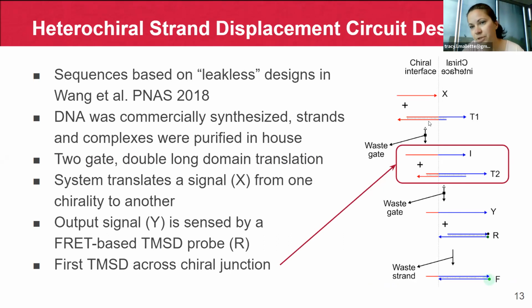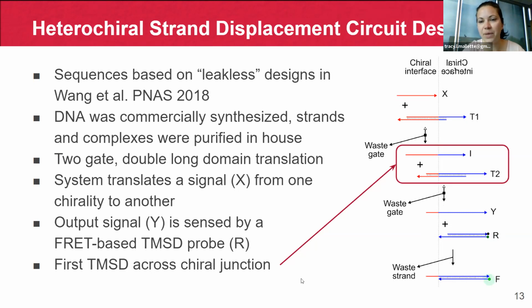So after this first TMSD with this gate, now we have an intermediate strand that's kind of half dDNA and half LDNA that then can interact with a second gate and release an output Y, which is now almost fully in LDNA. And this could interact with a FRET-based reporter so that when this Y molecule and the reporter molecule come together, now we have fluorescence, which can allow us to monitor this reaction.